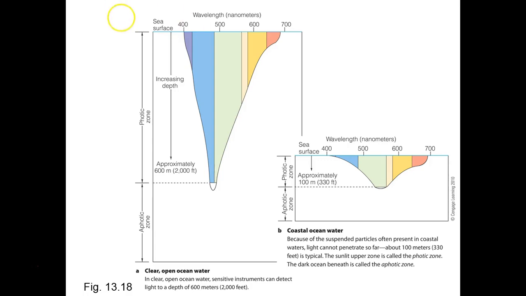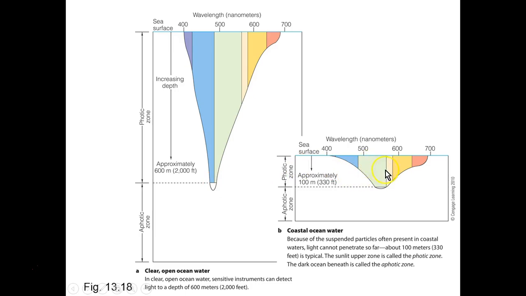Now the compensation depth for photosynthesis depends on basically how murky the water is. And this is something that we've talked about a little bit in lab. This is showing you how far light will penetrate, how far the euphotic zone goes in clear open ocean water. Clear means that there's not a lot of particles in it to absorb the light, and therefore the light is able to transfer all the way down to 600 meters depth.